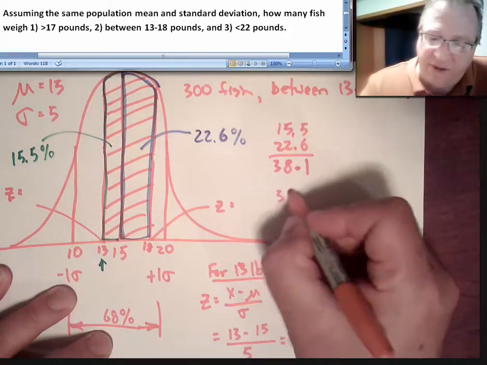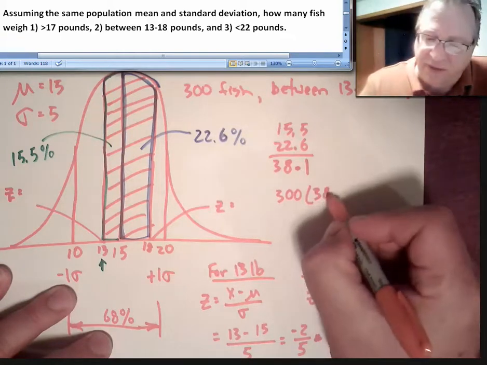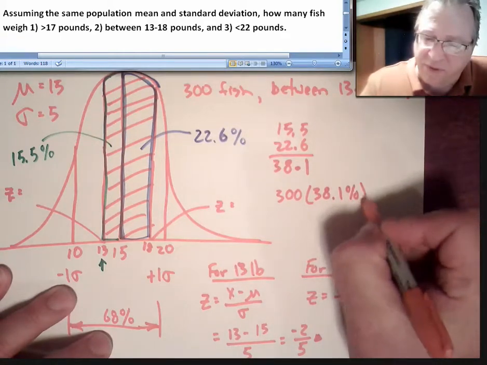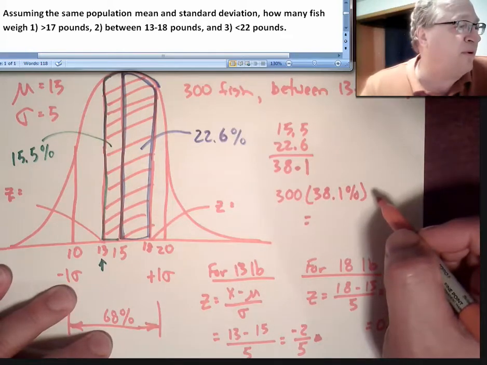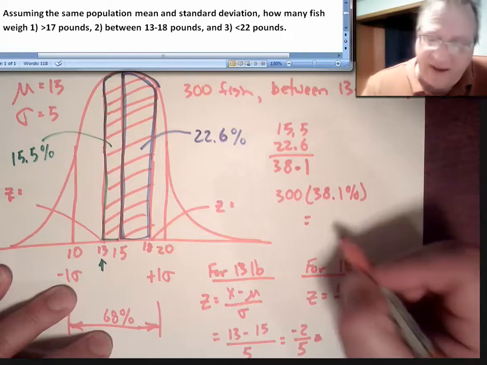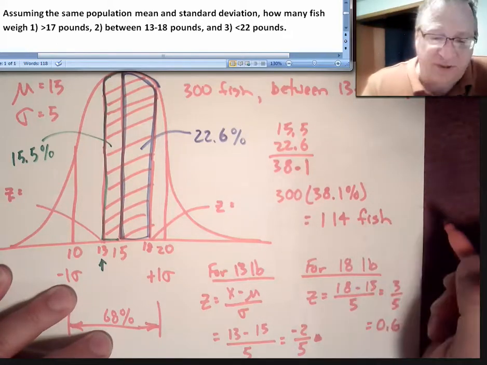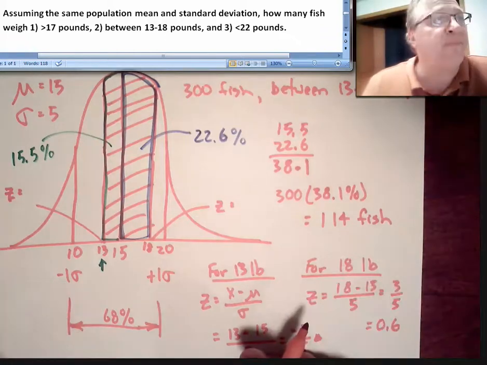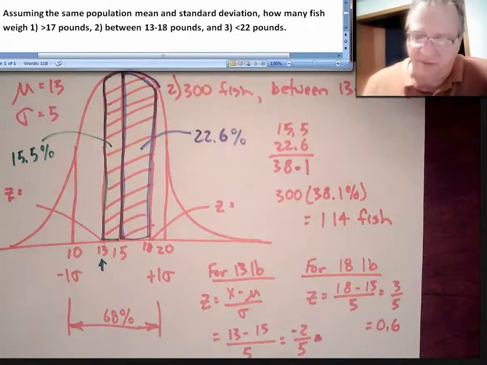And so if we want to know how many fish, we've got 300 of them. We multiply by 38.1%, and we find out that is 114 fish. Yay. Number 2. Done.